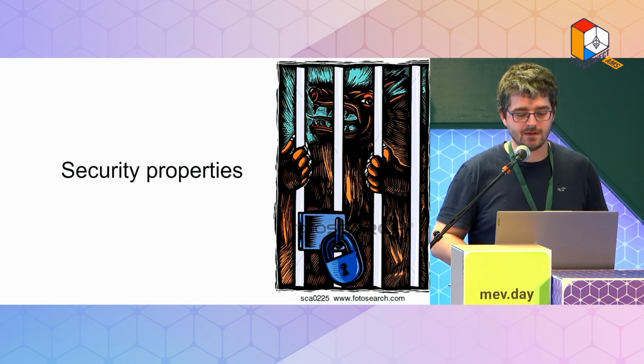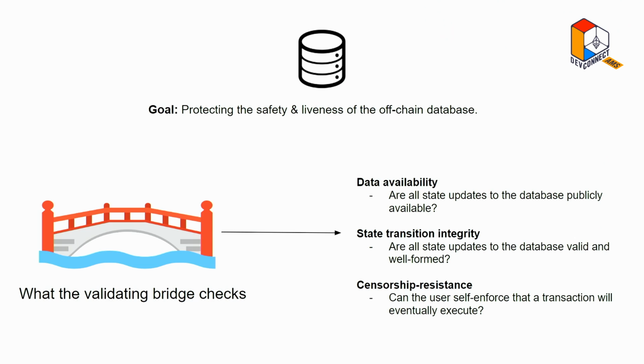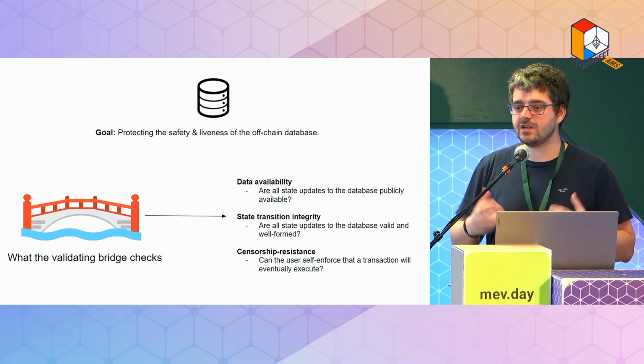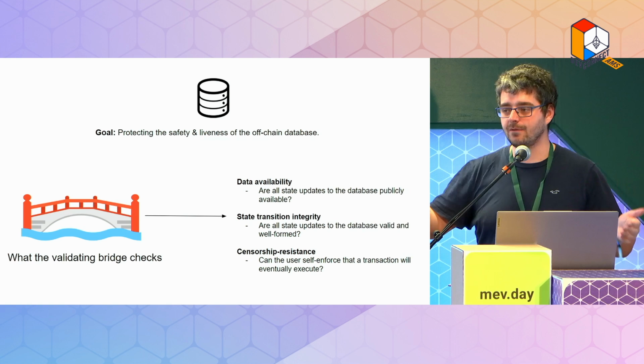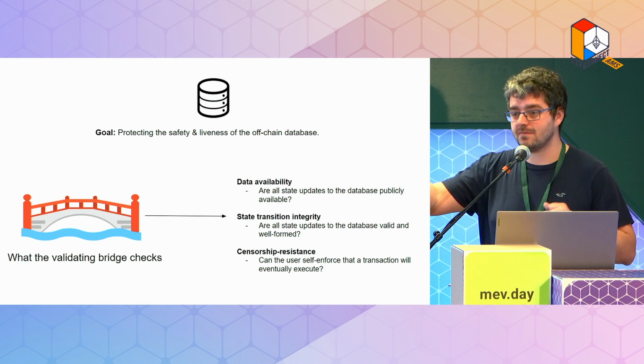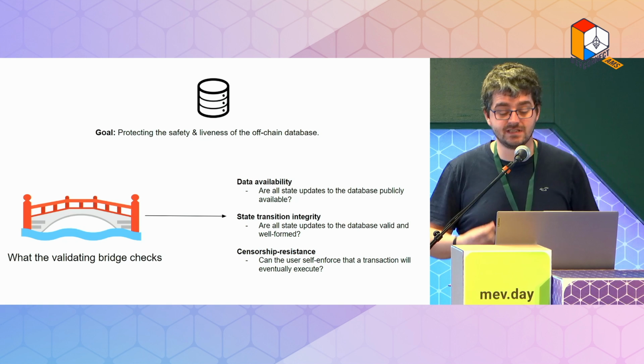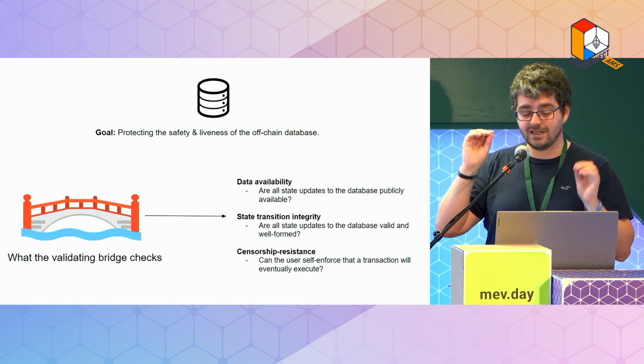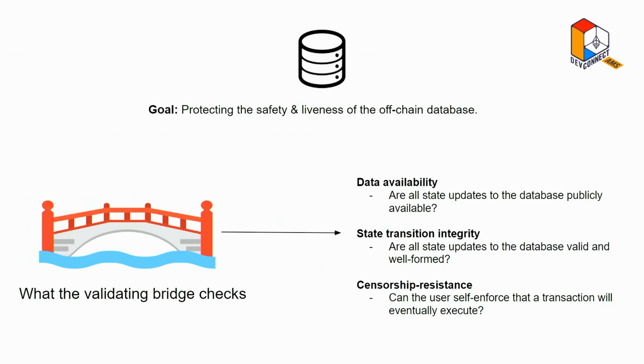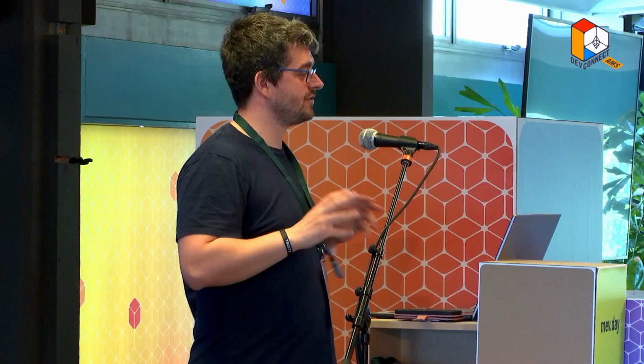So what are the security properties that we care about for these bridges? Well, the ultimate goal is that we want to protect the safety and the liveness for the off-chain database. And there's three goals we care about there. One is data availability. The bridge contract needs to be convinced that all the data is publicly available for anyone to access. The second property is state transition integrity, the optimistic versus the ZK rollups. The bridge needs to be convinced that all updates to the database are valid. Now, the one we care about is censorship resistance. The bridge needs to be convinced that Alice can always transact on the system, even if all the operators are malicious. So all we care about for this is censorship resistance.